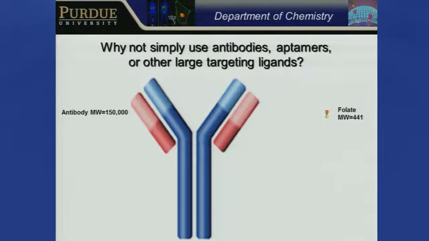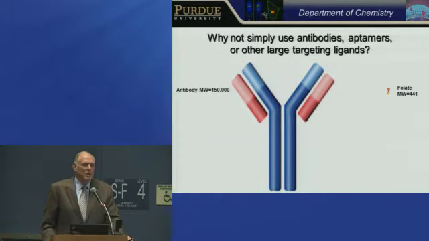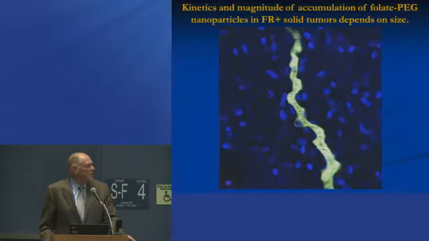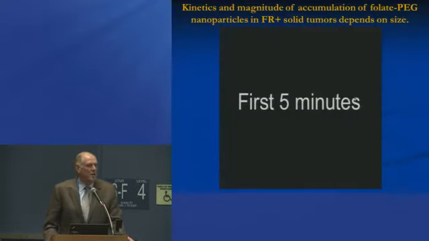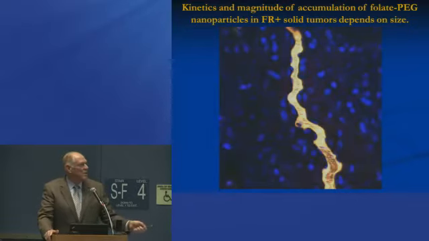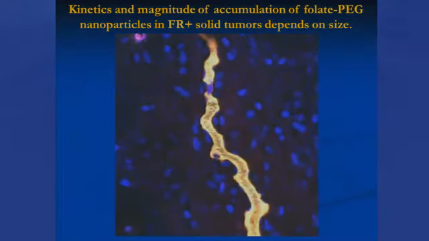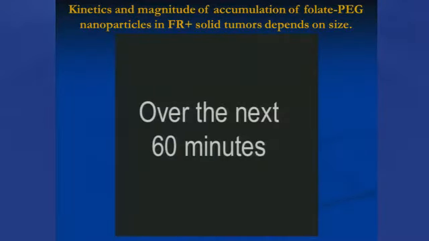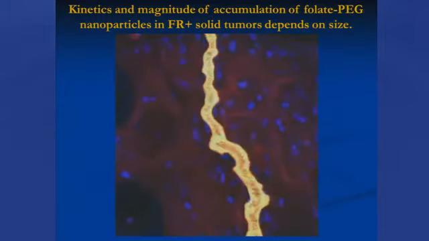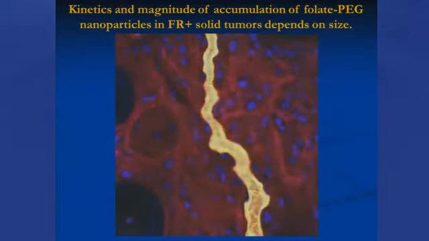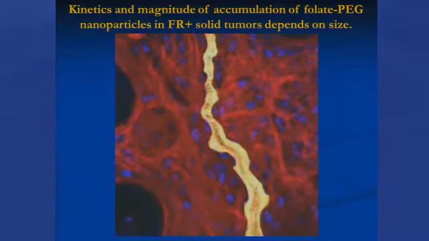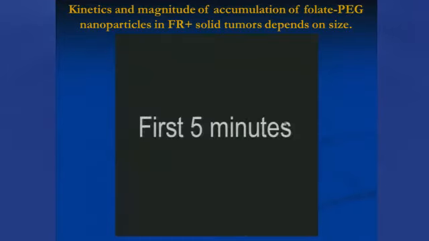We don't use antibodies because of the time required for the antibody to accumulate in the tumor. And we have a very good demonstration of this in this particular movie where we focus in on a blood vessel and just look at the rate of accumulation of a folate linked via PEG molecule to rhodamine. So you've got a folate, PEG, and a rhodamine. You can just follow and quantitate the kinetics of accumulation here.